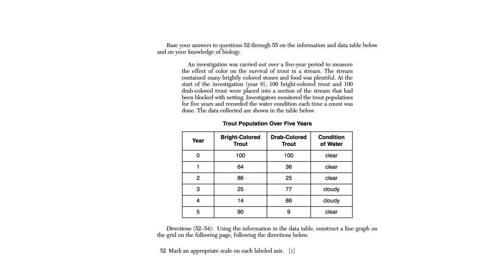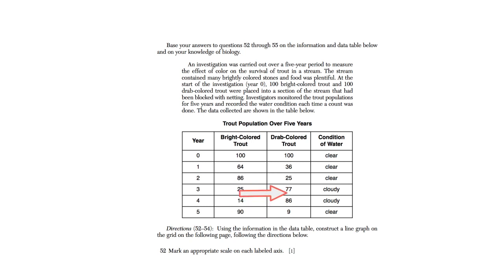As you can see, the data shows trout population over 5 years. On the first column, you have years from 0 to 5. Then you have the population of the bright colored trout from 100, and it varies every year: 64 on the first year, 86 on the second, 25 on the third, 14 on the fourth, and 90 on the fifth. Then you have the drab colored trout, 100 on year 0, 36 on the first year, 25 on the second, 77 on the third year, 86 on the fourth, and 9 on the fifth.